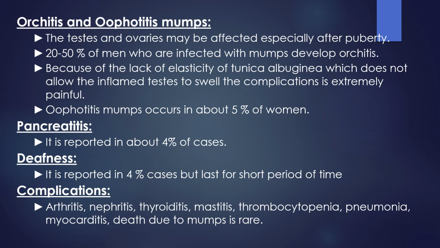The third condition is orchitis and oophoritis. The testes and ovaries may be affected, especially after puberty. 20 to 50% of men who are infected with mumps develop orchitis. Because of the lack of elasticity of the tunica albuginea, which does not allow the inflamed testis to swell, the complication is extremely painful. Oophoritis in mumps occurs in about 5% of women.